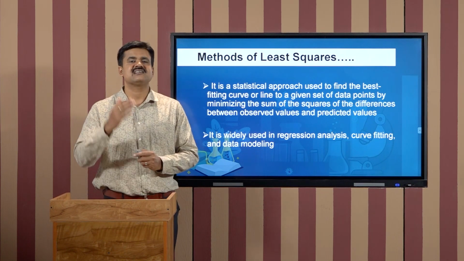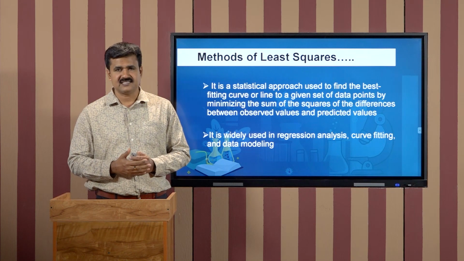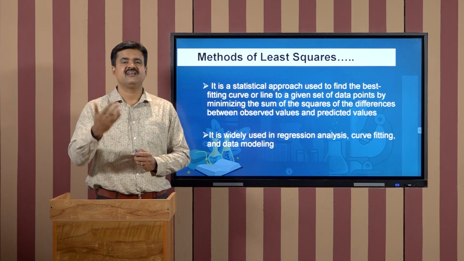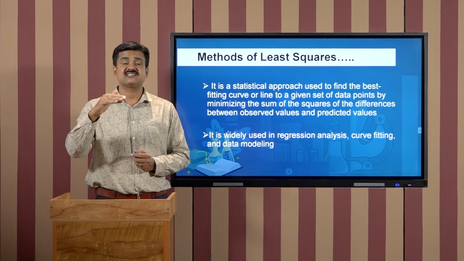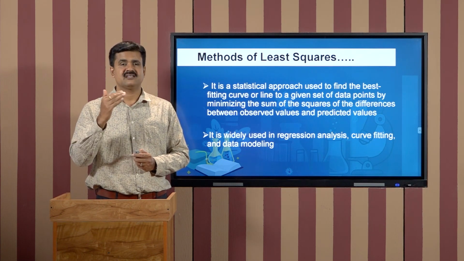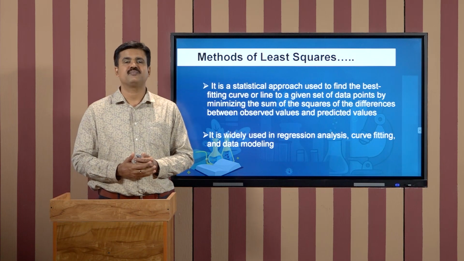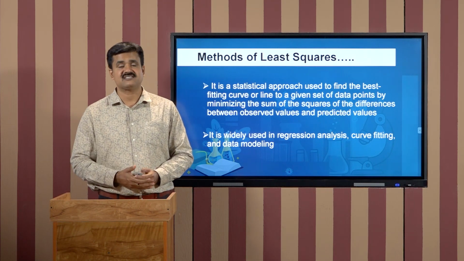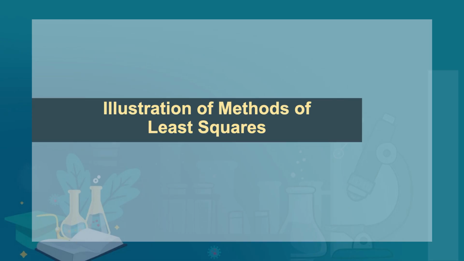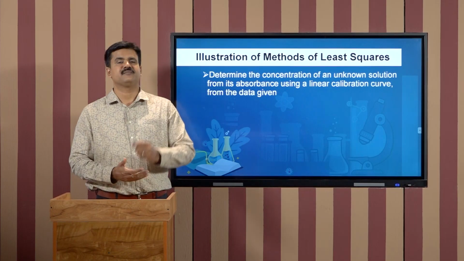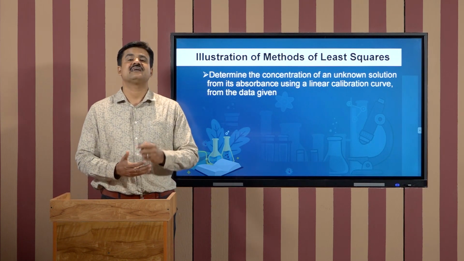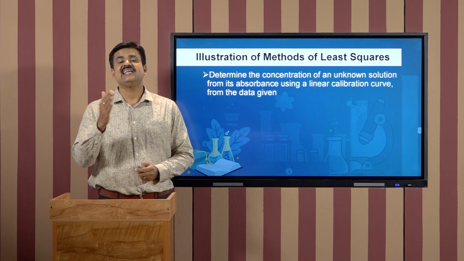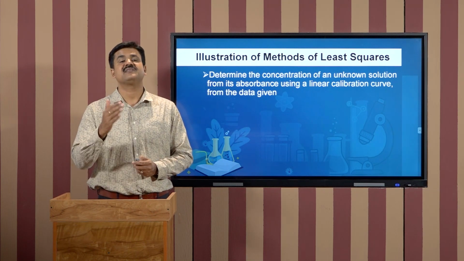All these procedures are high level analytical procedures, and the high level is far beyond the scope of the present discussion. We are now simply understanding the basic concept under the principle of least squares or method of least squares. Illustration of method of least squares: determine the concentration of an unknown solution from its absorbance using a linear calibration curve from the data given.